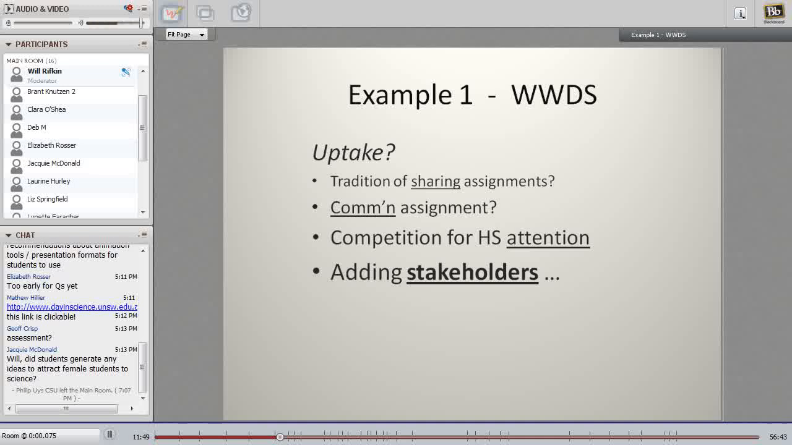In the high school audience, getting the viewers, I was told high school science teachers get flyers every week or every day about different things they can expose their students to. So it's competing for their attention.